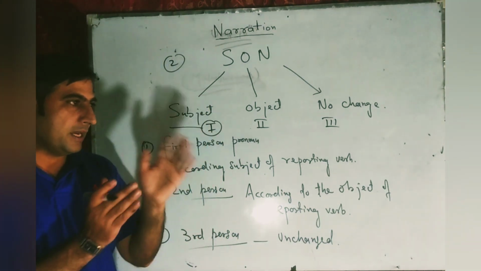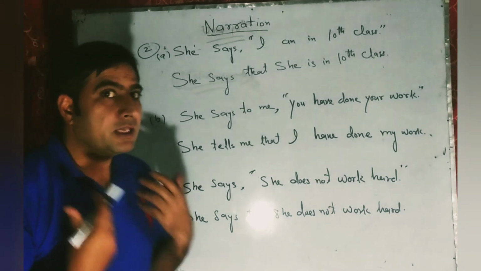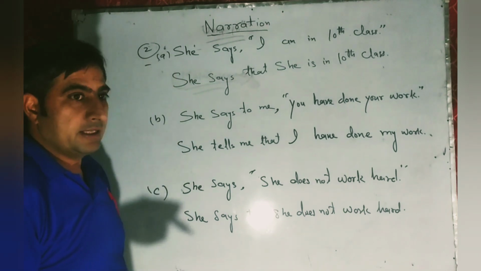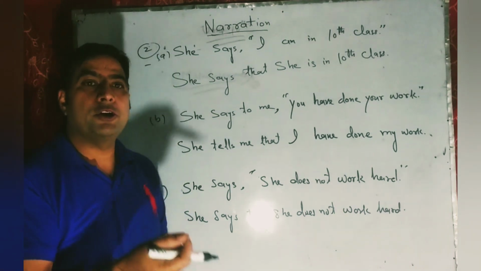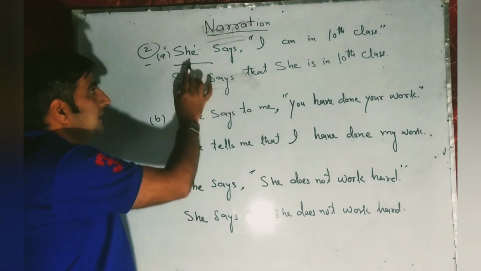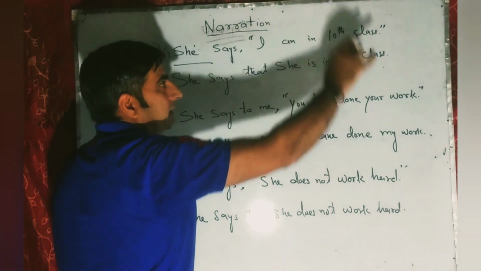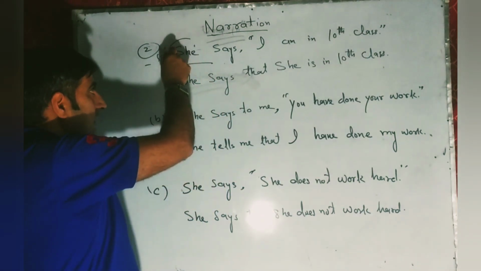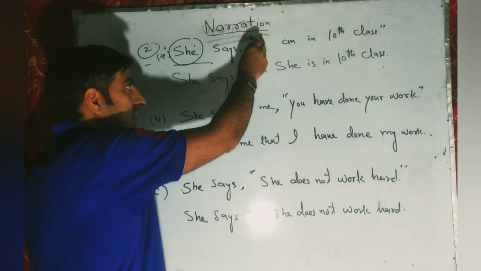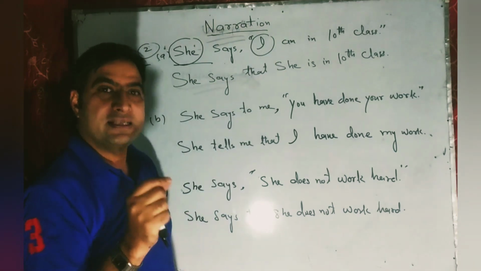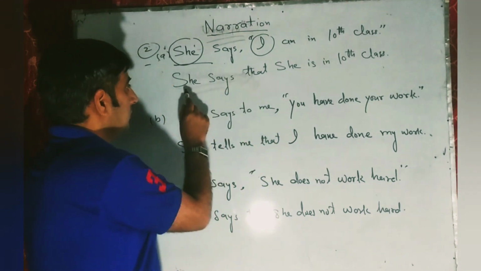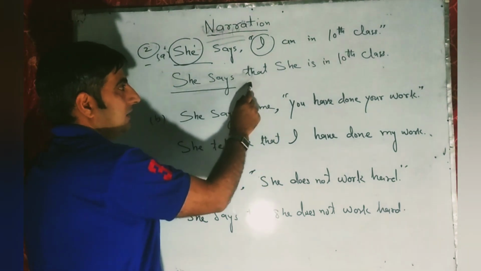Let me give you examples so that you will understand better. What I told you is that the first person changes according to the subject of the reporting verb. See here the first sentence. She says, I am in 10th class. Here she is the subject of the reporting verb, and I is the subject of the reported speech. When we change it to indirect, she says that she.